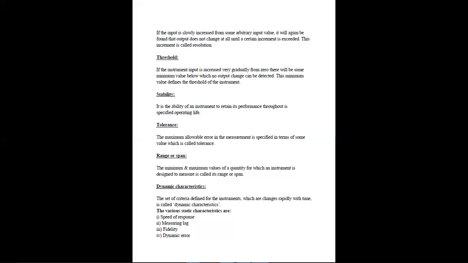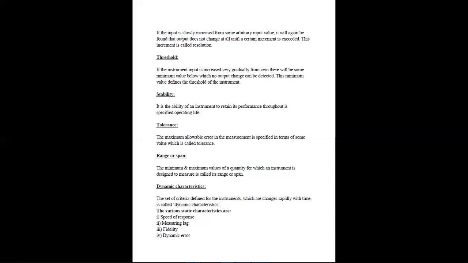Next, range or span. The minimum and maximum values of the quantity which the instrument is designed to measure are called its range or span. Suppose we have taken an ammeter having a range of 0 to 5 ampere, then the range is 0 to 5 ampere. This is your static characteristic.